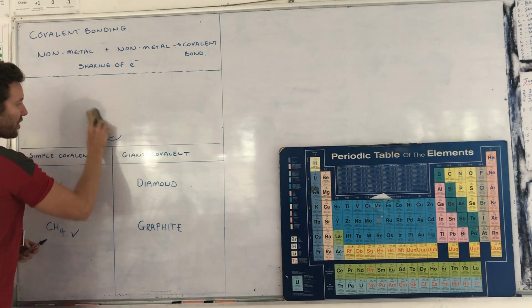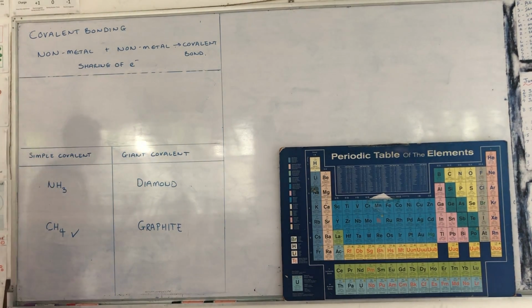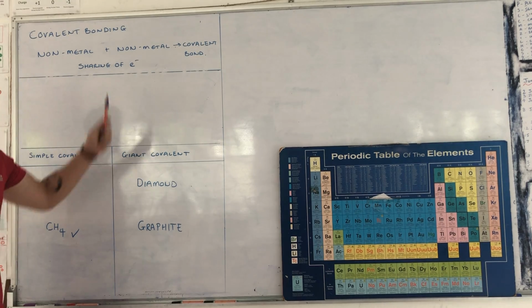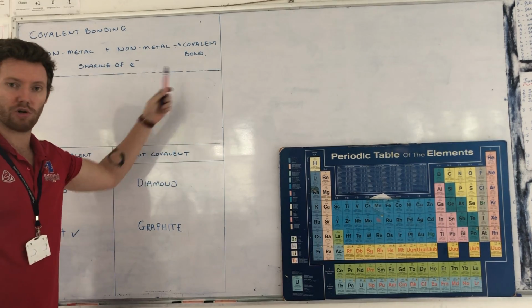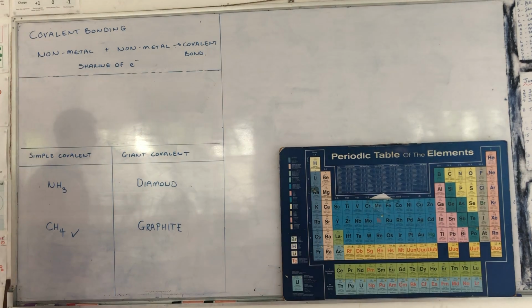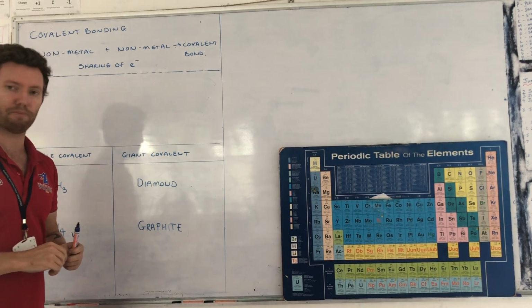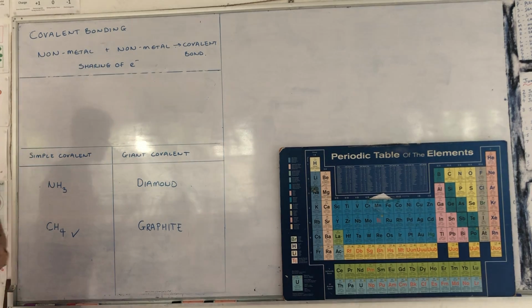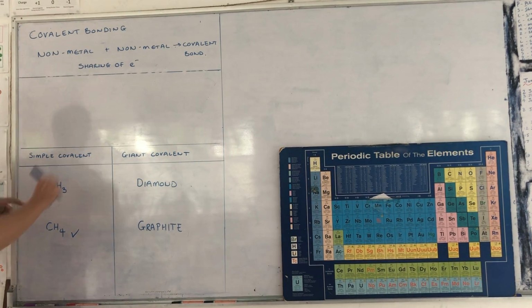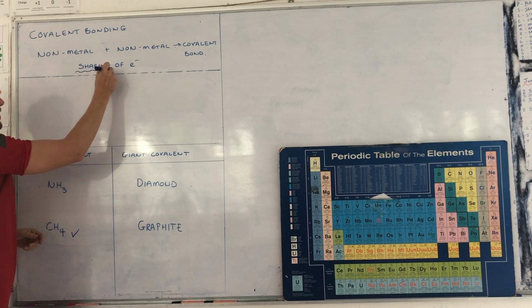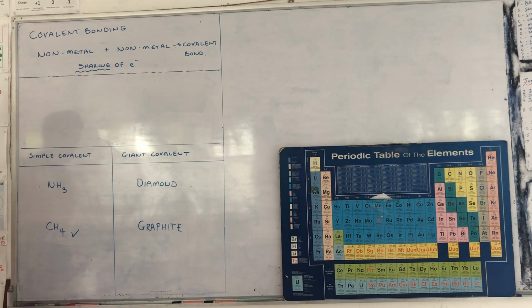Okay, so just a quick recap. Covalent bonding, we had a non-metal and a non-metal forming this covalent bond. The key terminology here, unlike ionic bonding where we were transferring these electrons, in covalent bonding we are sharing these electrons. And we showed how the sharing of electrons can take place for our ammonia and for our methane.